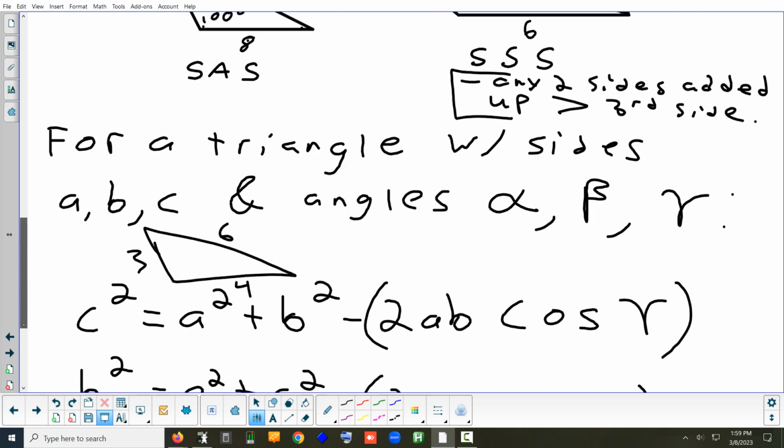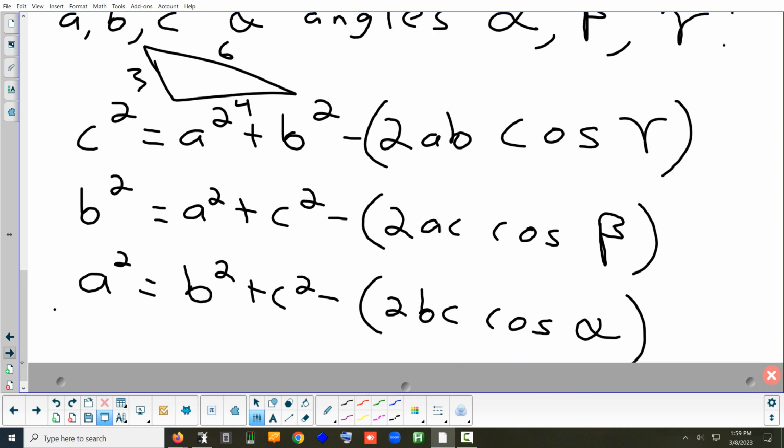So let's go back and look at it. Which formula here? Well, they all have an A and B in it. So I guess the deciding factor is which one has gamma. The first.